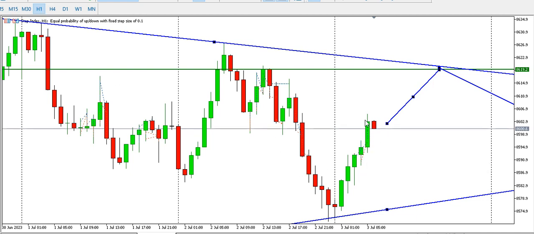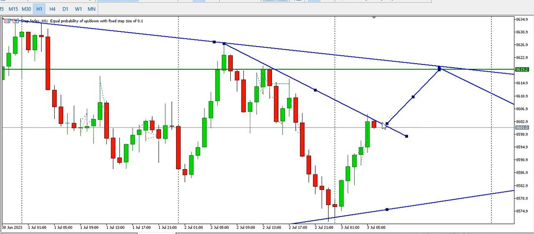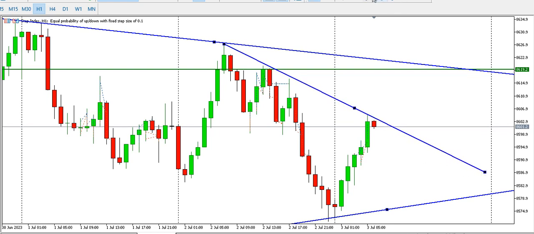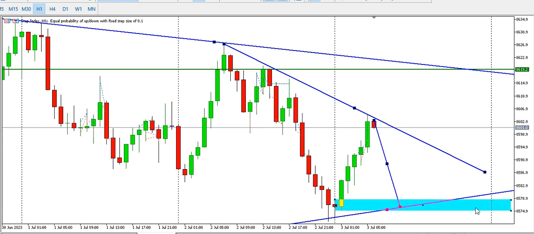On the 1-hour time frame, price is currently rising. We have a descending trend line around here. Price might find resistance or supply at this descending trend line, where price currently is. Price might find resistance and drop back to this zone where we have this particular order block. This order block might serve as demand for price to continue to go up and for the range to continue.